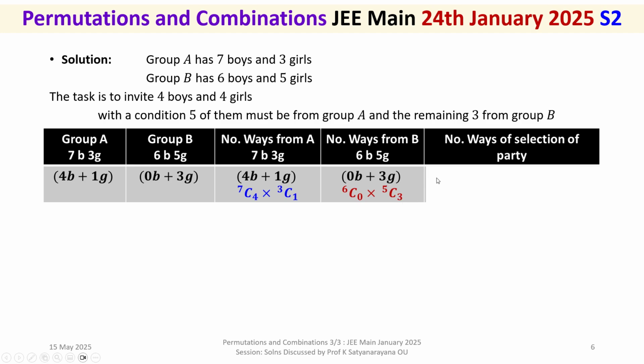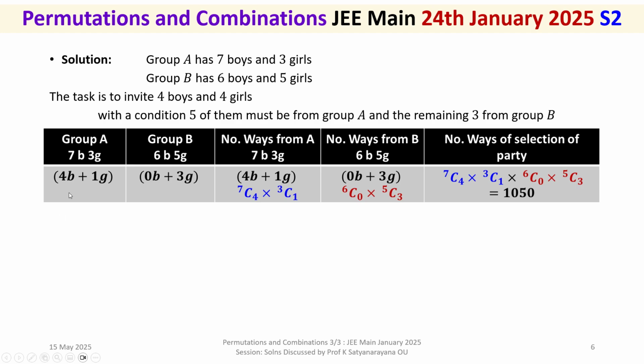So the number of ways of selecting the party, the picnic party, is this ways multiplied by this ways. 7C4 times 3C1 multiplied by 6C0 times 5C3. Now simplify, we'll get 1050.